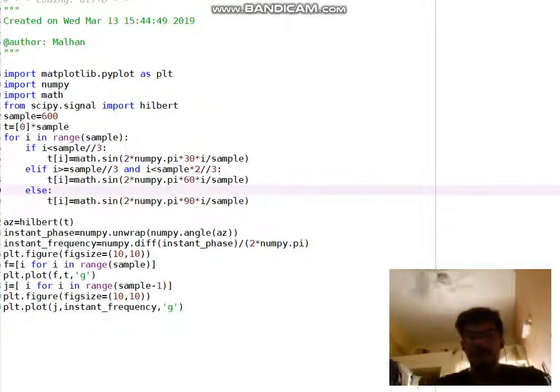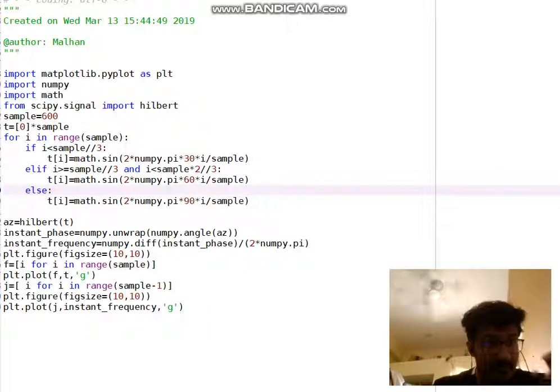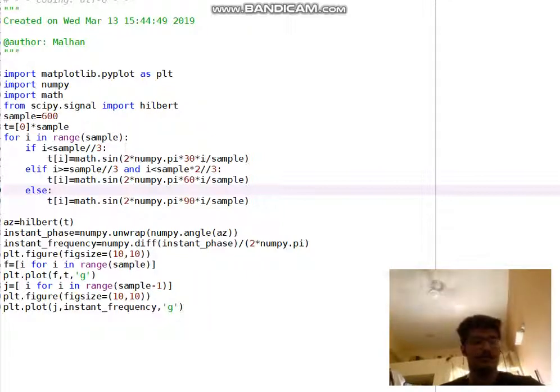Hello everyone, this is experiment number 7 where we will look at the application of the Hilbert transform. So let's start. The first part of the experiment looks at instantaneous frequency. Are we able to differentiate between different frequencies present in the signal? The first part will help us differentiate different frequencies present at an instant in a signal.